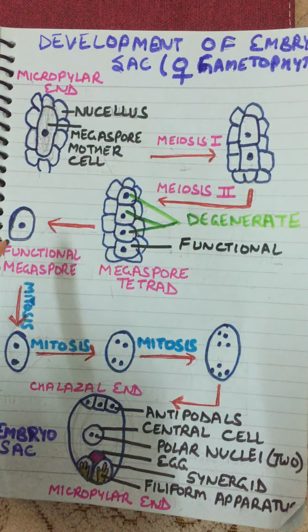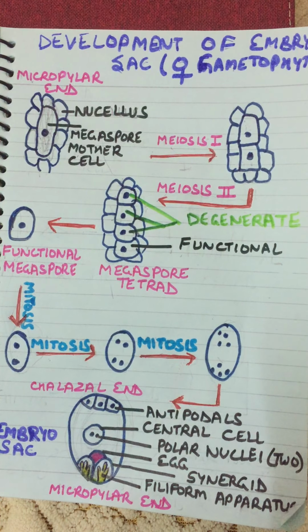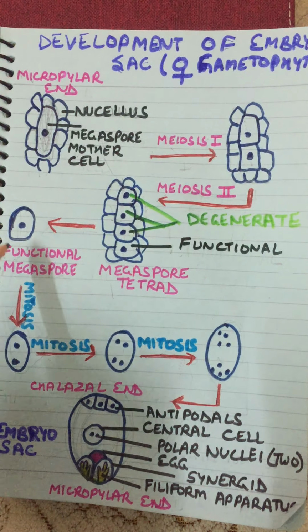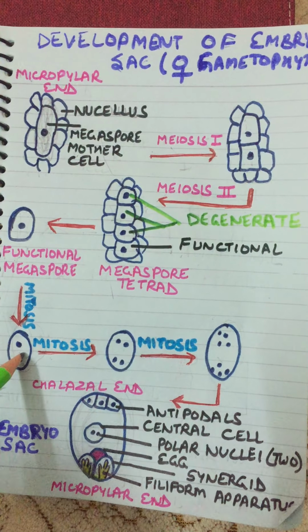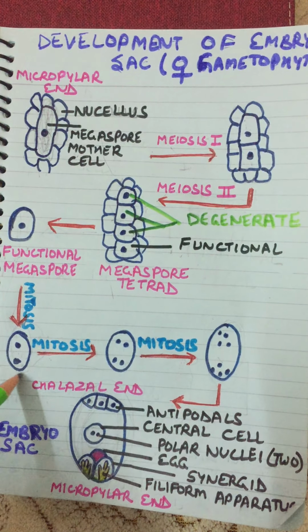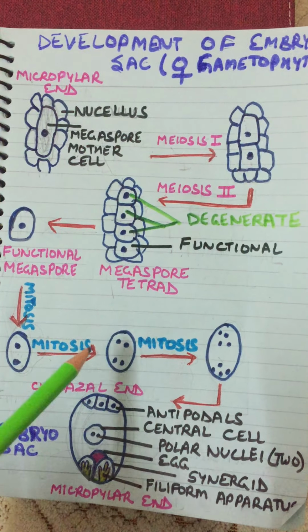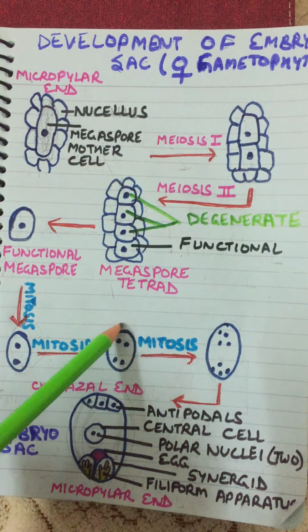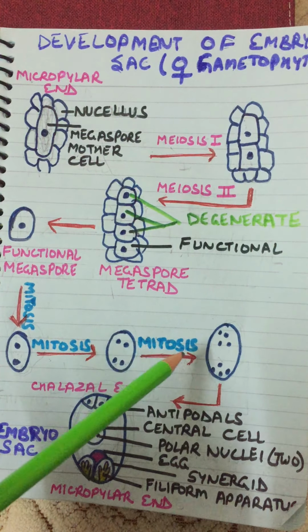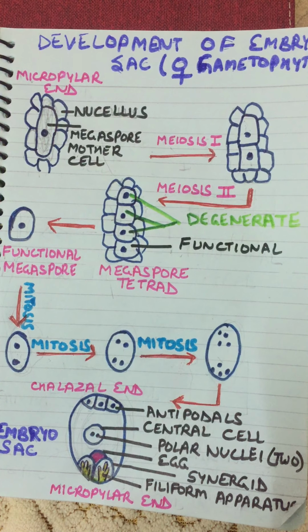How? Let's see. That functional megaspore will undergo 3 successive mitotic divisions. In this mitosis, nuclear division occurs, but that nuclear division is not followed by cell wall formation, such that a single cell has 2 nuclei. Again, when this cell undergoes mitosis, only nuclear division occurs, cell wall formation does not occur. So this cell has 4 nuclei. Then again mitosis, now the cell has 8 nuclei.